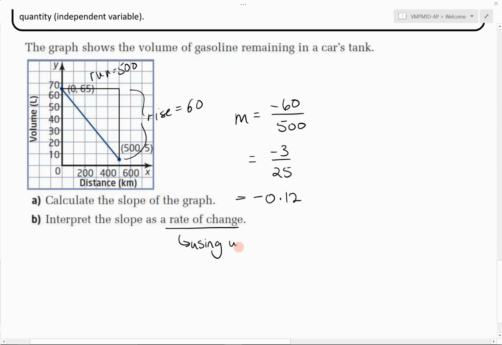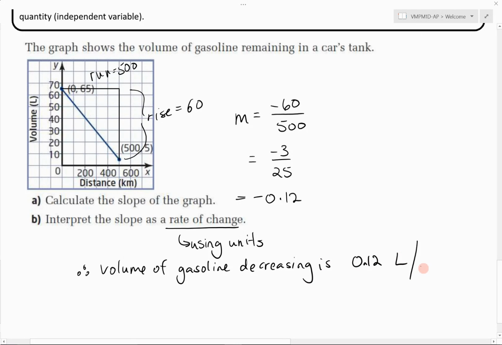So using units. Okay, so I'm going to say here my conclusion is the volume of gasoline decreasing is 0.12 liters for every kilometer. I don't have to write the negative anymore because I'm saying in words it's decreasing. It's decreasing by 0.12 liters every single kilometer.